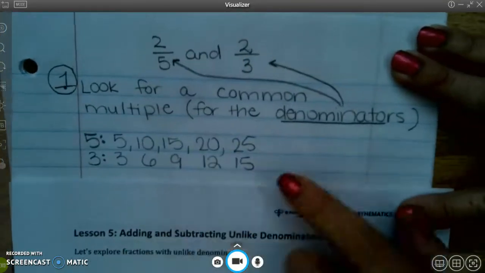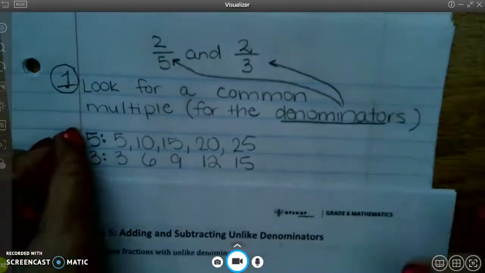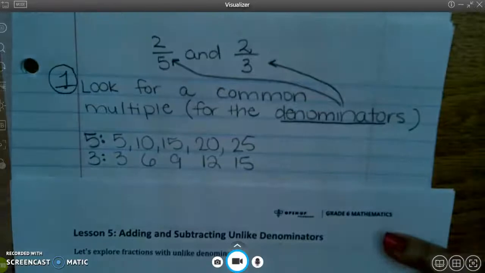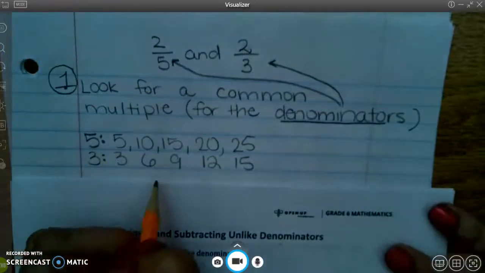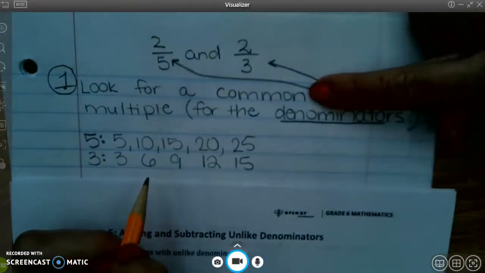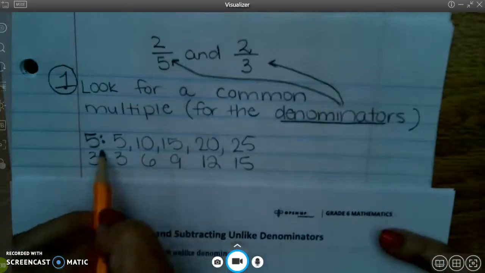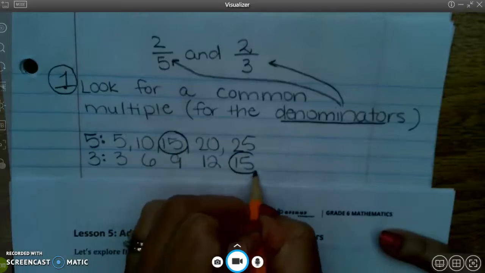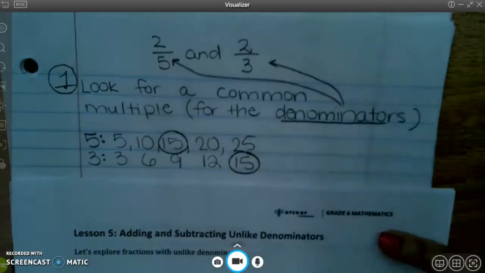Alright, so we're going to look for a common multiple by listing the multiples out for both 5 and 3, and then we're going to look for a multiple that they have that's the same. Okay, so looking at what we have here, I see that they share or have a common multiple of 15.